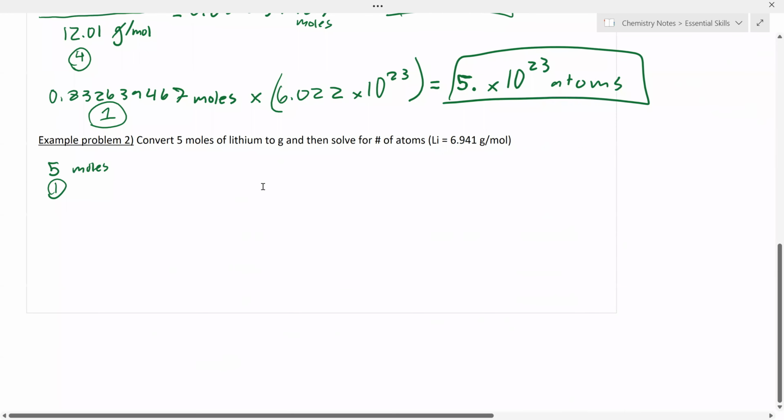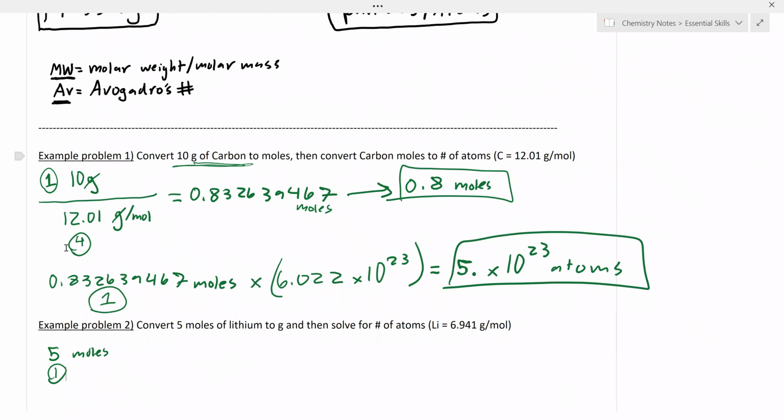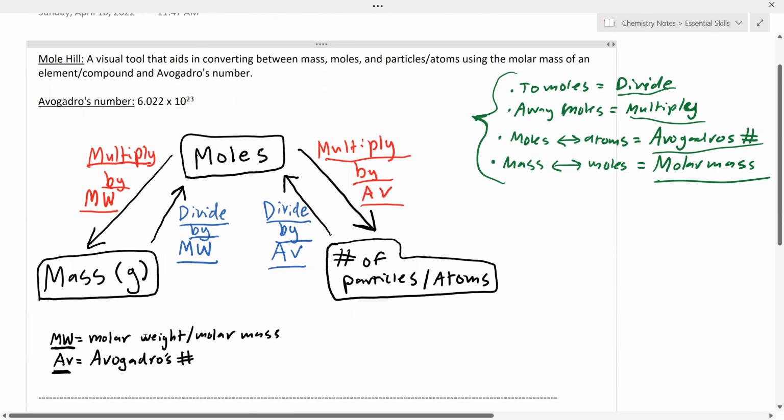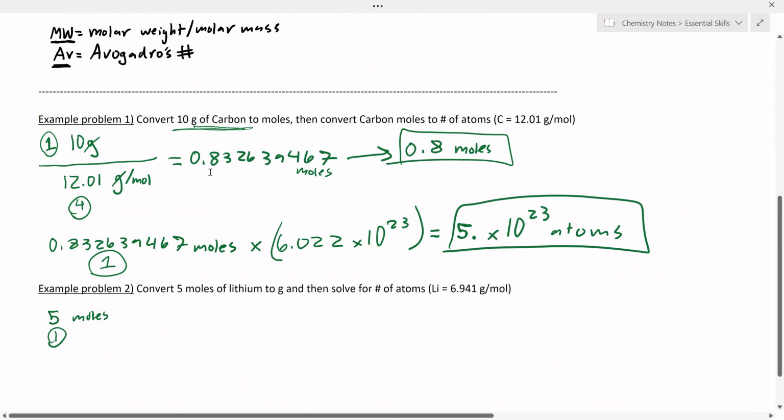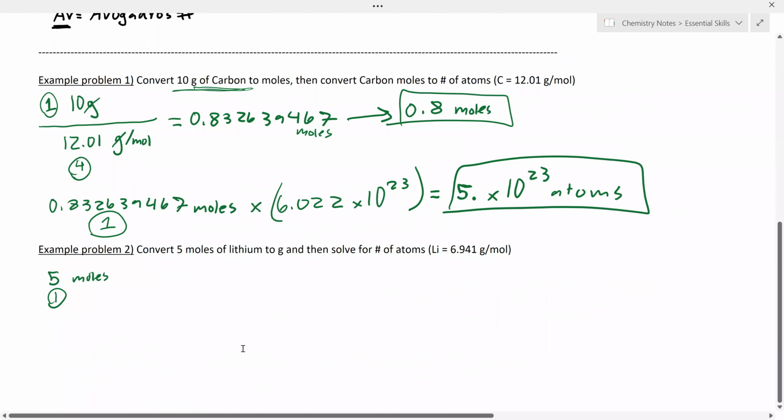So let's go back to where we were. Moles to grams, what do we do? We multiply by the molar weight. We can use the same thought process we went over here. So 5 moles times 6.941 grams per mole. So you have moles on top, moles on the bottom, they cancel out. And then an important thing to remember here is this molar mass is an exact number. Similar to Avogadro's number, that doesn't factor into the sig figs. This number doesn't contribute either, because it's an exact number.